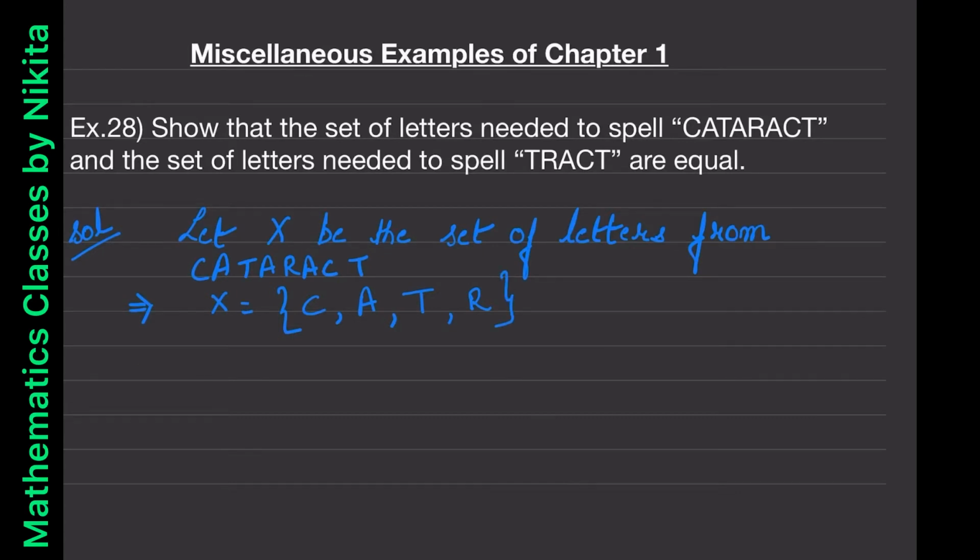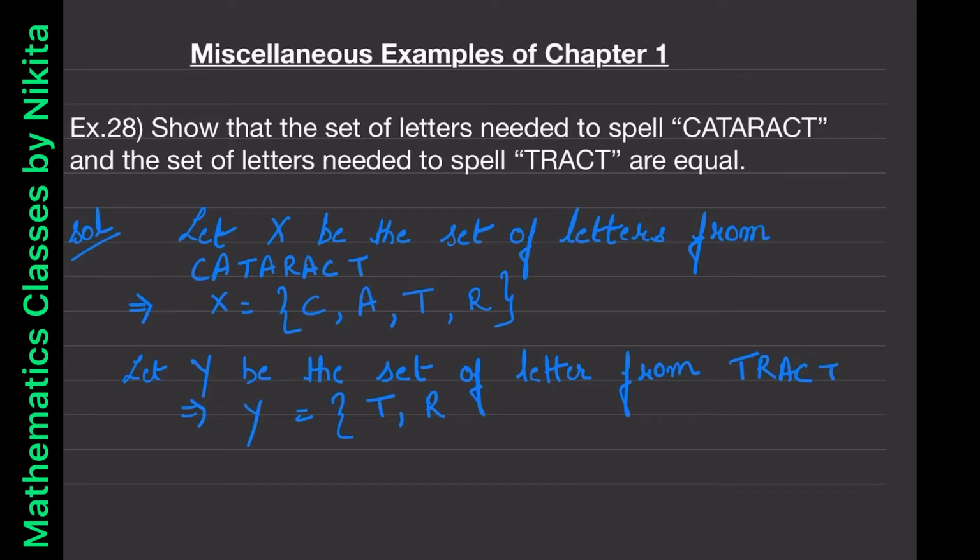Now let Y be the set of letters from the word tract. So this implies Y is equal to, first we will write T, then R, then A, and then C.